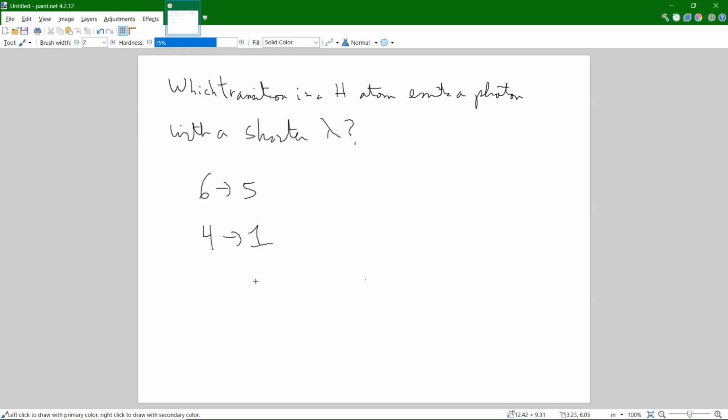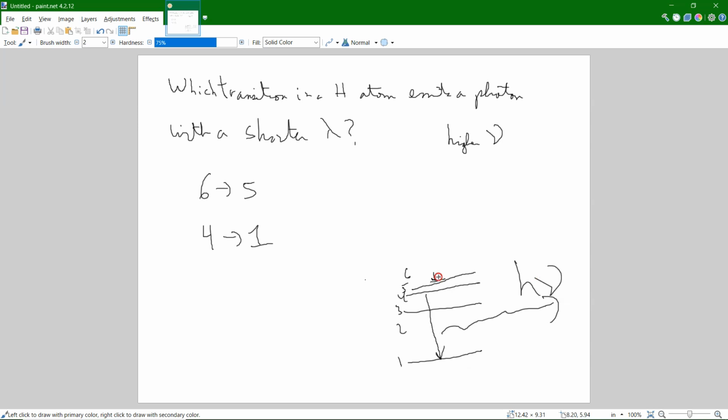Okay, shorter wavelength. What does that mean? That means a higher frequency, more energy. So it's got to be a larger drop. Here's 1, here's 2, here's 3, here's 4, here's 5, here's 6. Going from 6 to 5, that's a smaller jump down than going from 4 to 1. Whoa, that's a bigger jump down. 4 to 1, much more energy is released than going from 6 to 5. Well, if more energy is released, then it is a shorter wavelength. Then that's your answer. 4 going down to 1.